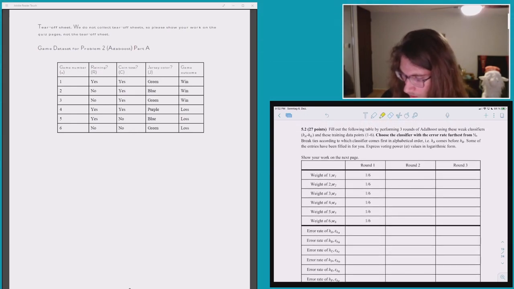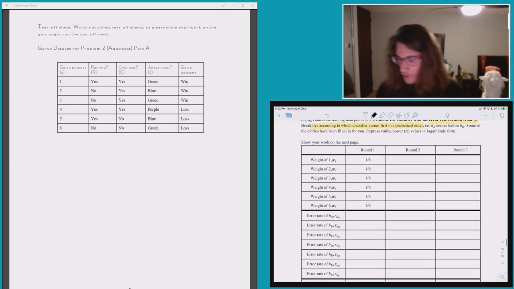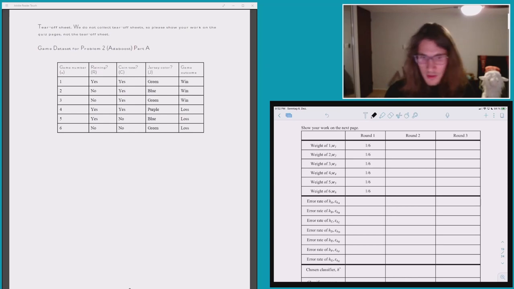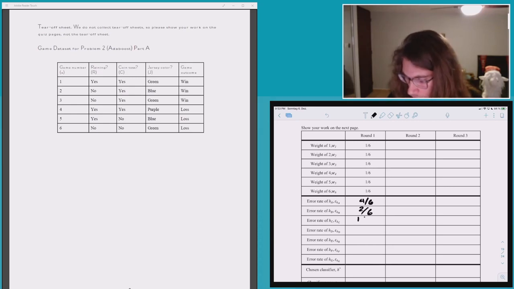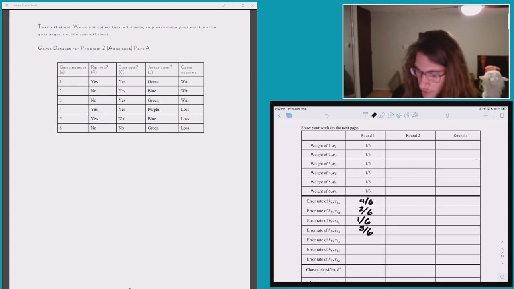And for Adaboost, I want to highlight that it picks the error rate furthest from 1/2, and that ties are broken according to alphabetical order. So those are important things to keep in mind. So the error rate of HA, which misclassifies 4 points, is 4/6. And then HB, which is the opposite, is 2/6. Then HC, the coin toss was extremely good for some reason, so that's 1/6. Then 5/6, because HD was the opposite of HC.